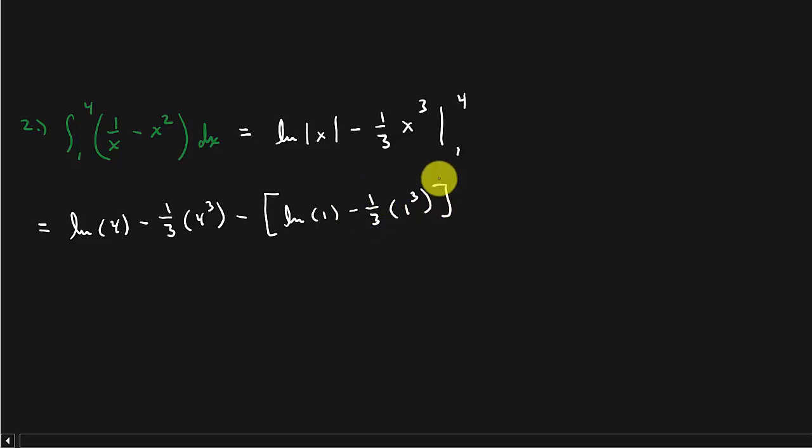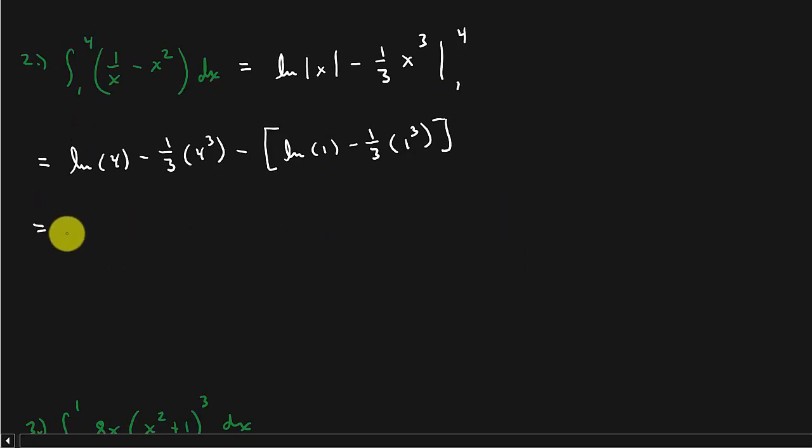And you might be thinking, well, you've got absolute value on natural log. How come you aren't putting absolute value here when you're doing natural log 4 and natural log 1? Well, because I don't need to, because 4 and 1 are positive. Now, if it was like -1 and -4, then I would need to bring the absolute value with me.